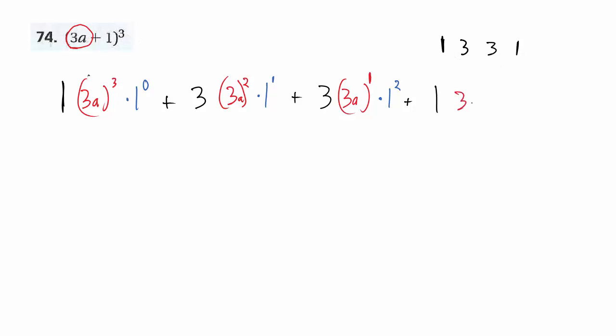So that one's just 3a to the 0th. But when you raise something to the 0 power, anything to the 0 power is 1 with the exception of 0 itself. And then times 1 to the 3rd. Now, this is easy because 1 to any power is 1. The only thing I really have to do work with is this 3a to the 3rd.